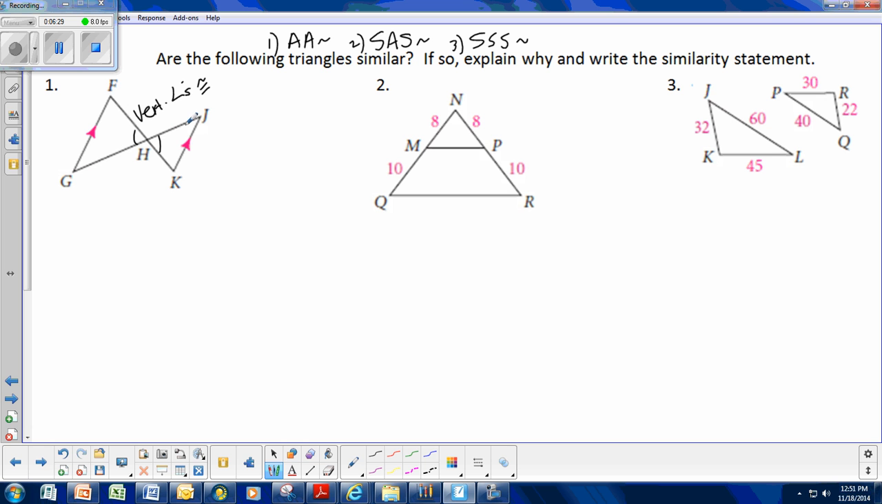I also see that FG and JK are parallel. Now that creates some familiar angles. Hopefully you remember alternate interior angles. So if I trace that and I see the letter Z, I remember that these two angles right here are alternate interior angles. So we have a pair of angles from that triangle and a pair of angles from that triangle. So this one's yes, angle angle similarity. All right, and then we're going to write the similarity statement. So triangle FGH would be similar to triangle KJH.